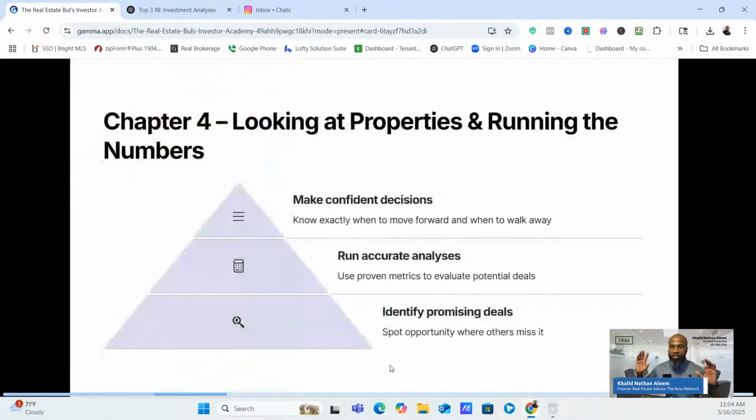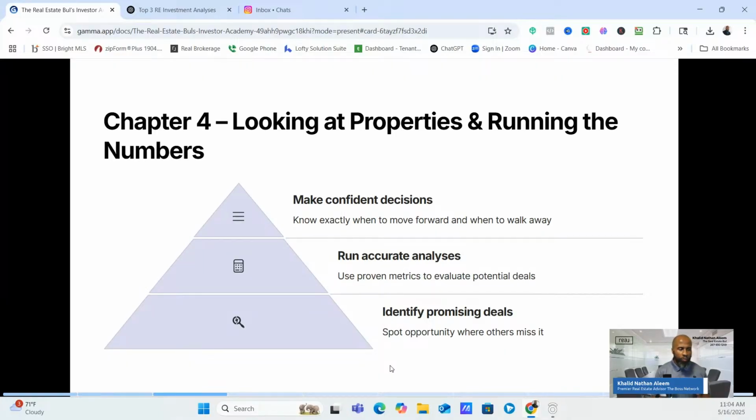So now we're talking about chapter four. We're on chapter four, and now we're looking for properties and running numbers. All right. We already got our foundation set up. We know what we're looking for. We know the area. We know where the money's coming from, and we know what our why is.